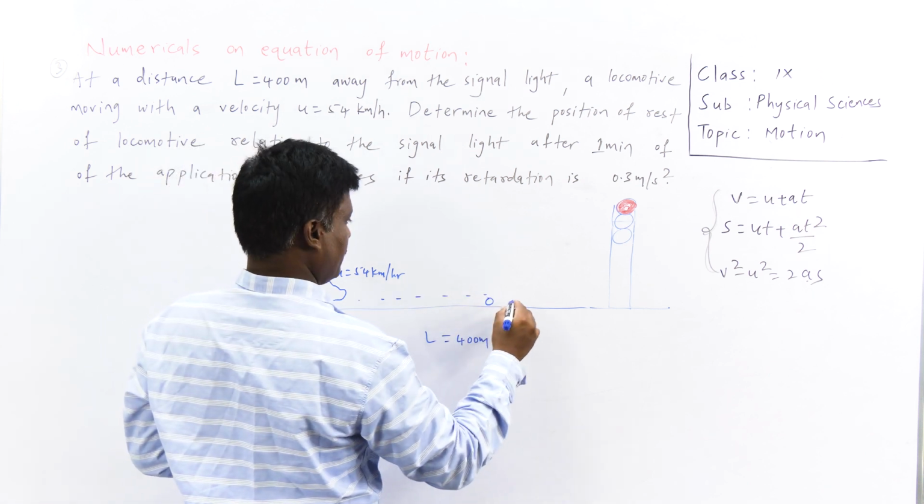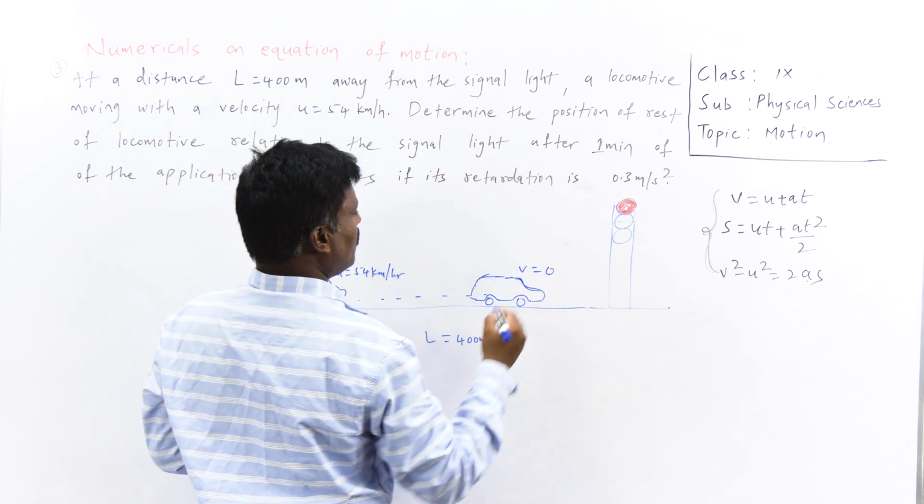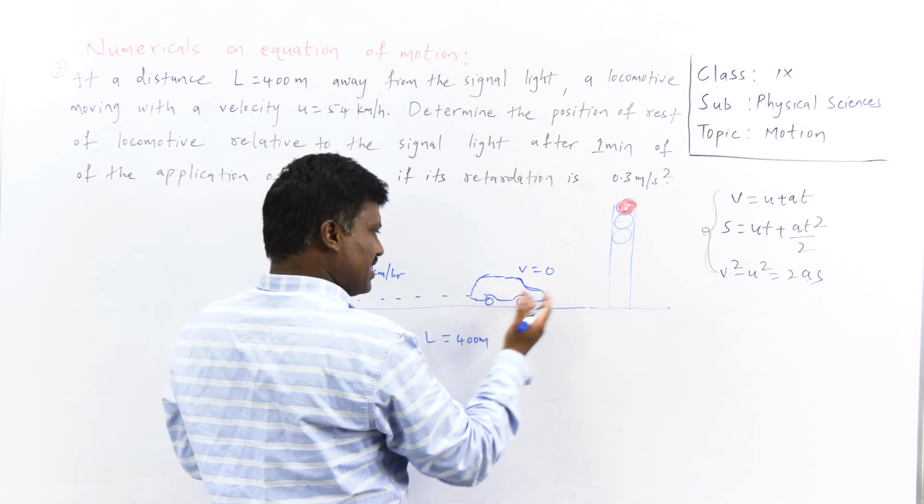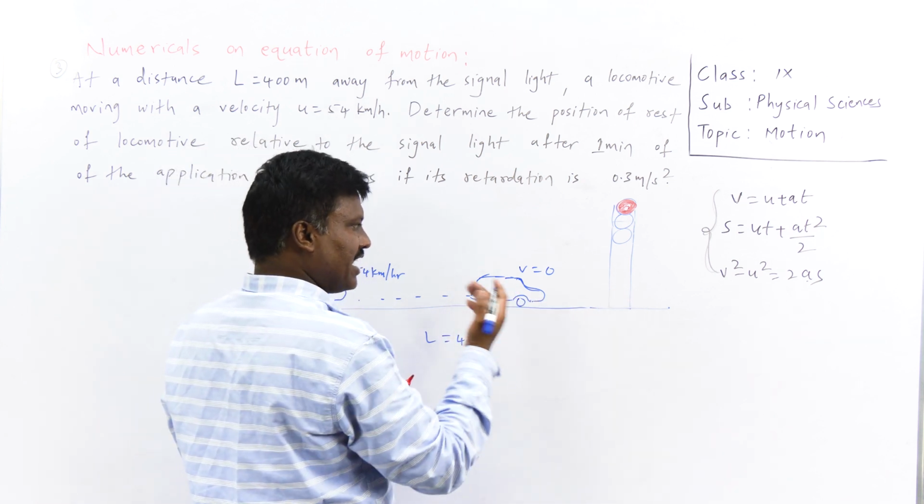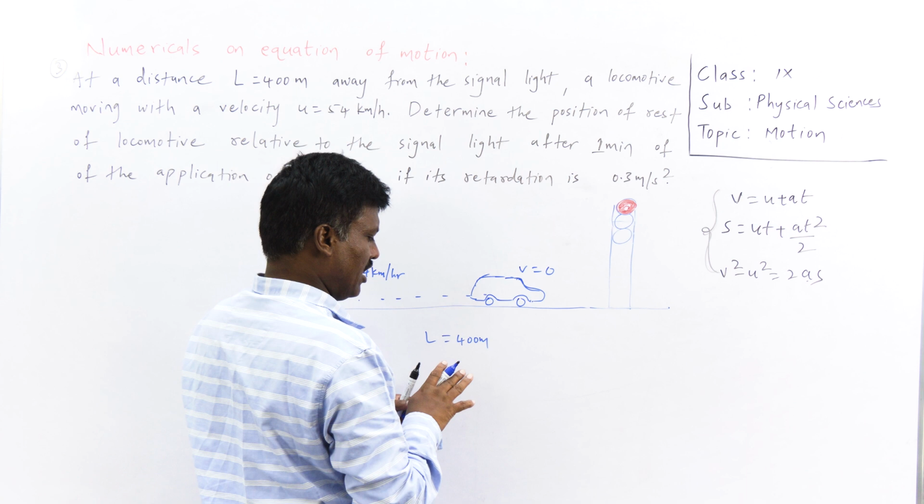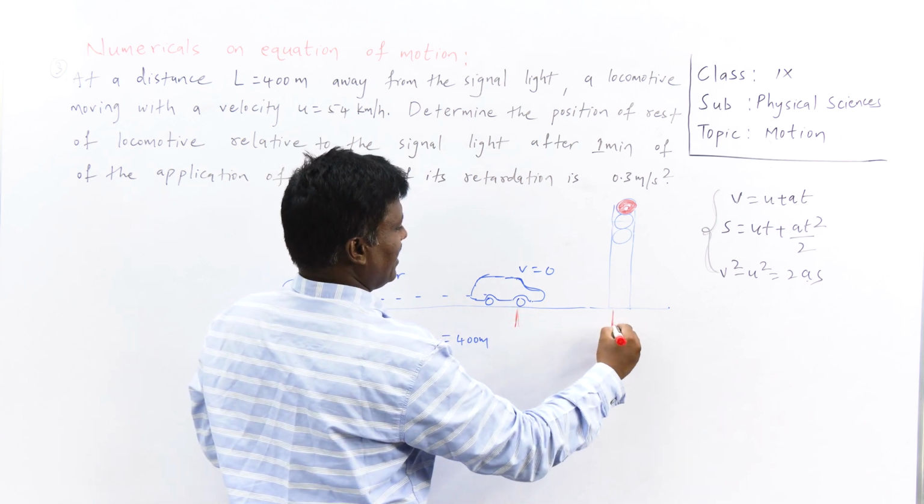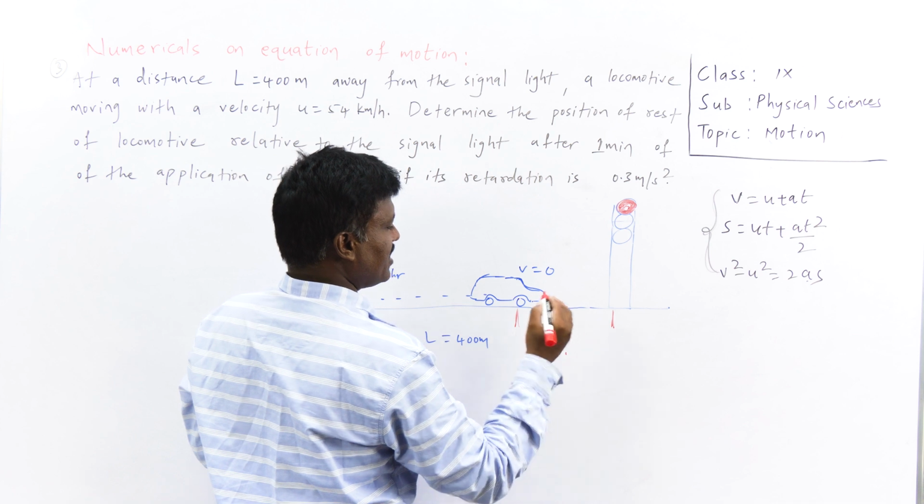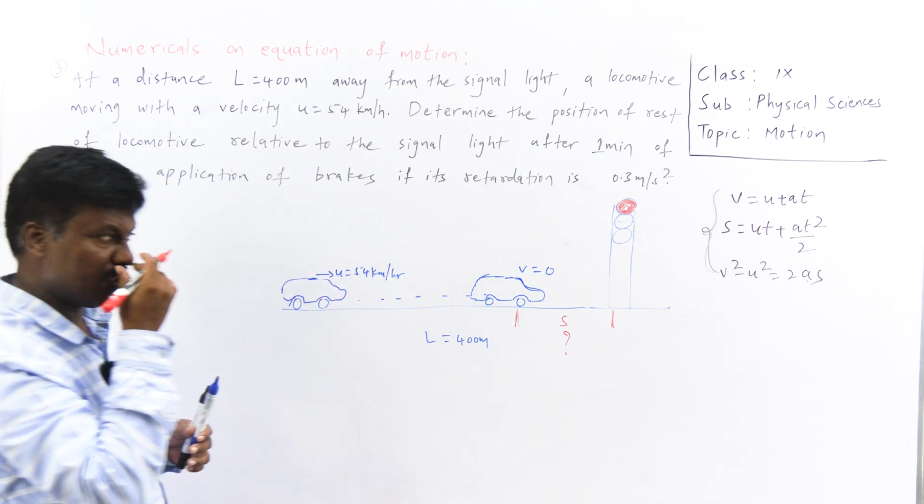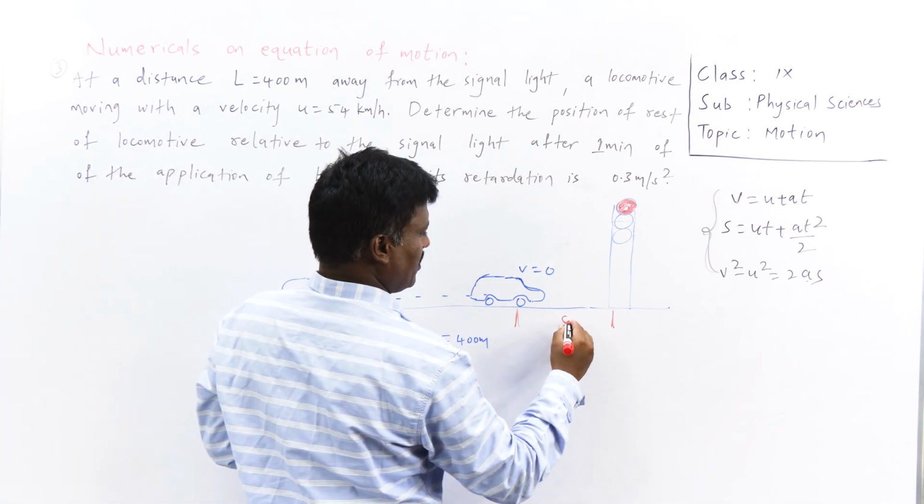After 1 minute, the final velocity of the locomotive is 0. It is stopped before reaching the signal light. Now we have to calculate the distance between this locomotive and the signal light. This distance should be calculated. This is our question mark.